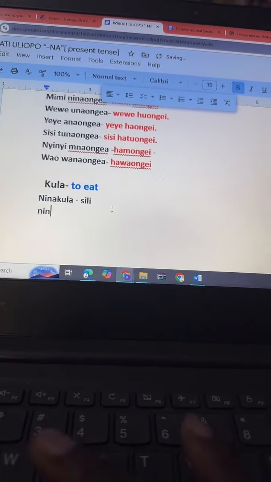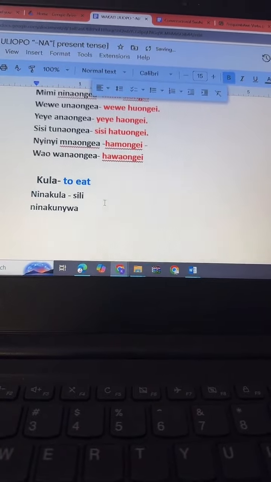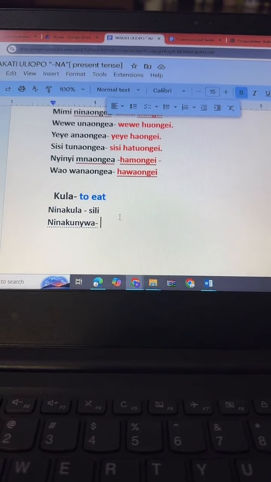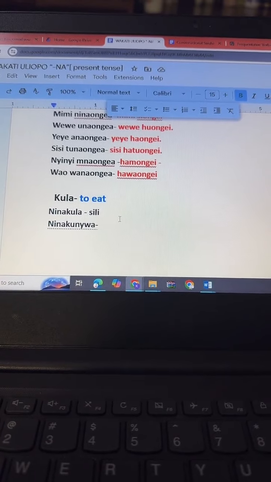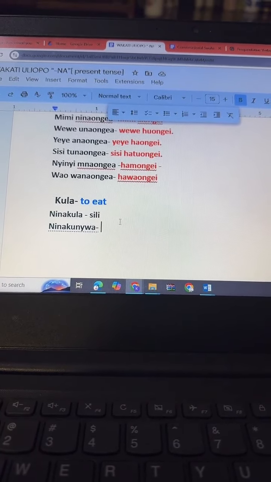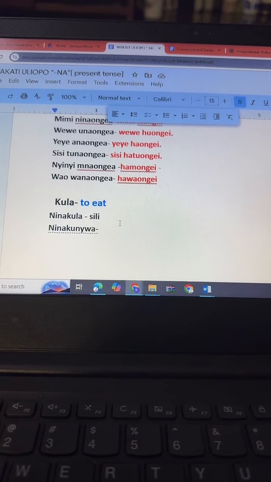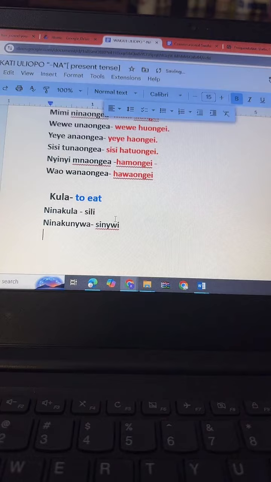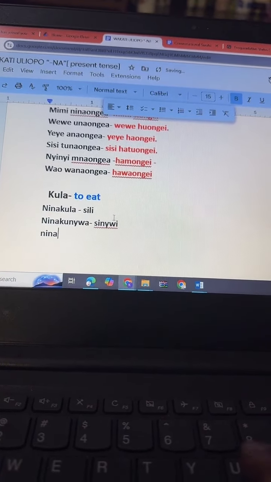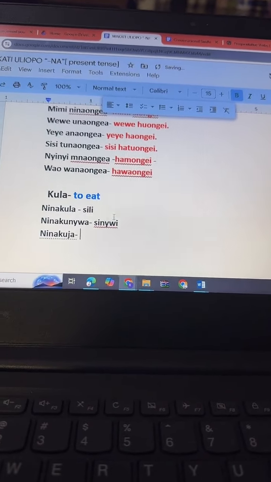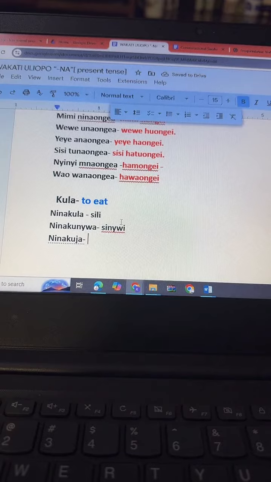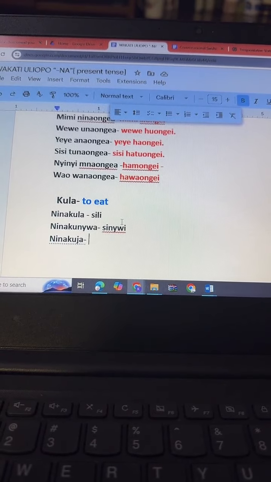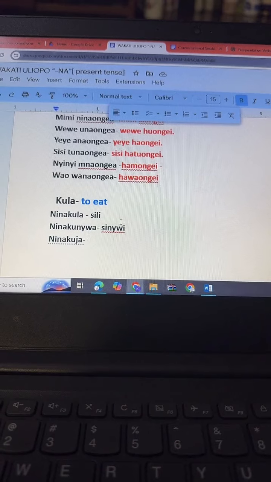Okay. Ninakunywa. I am drinking. How do you say I am not drinking? Ninakunywa, I am drinking. Sinywi. That's very correct. Sinywi. Okay. Ninakuja. I am coming. How will we say I'm not coming? I am not coming. Siji, dada Francie.